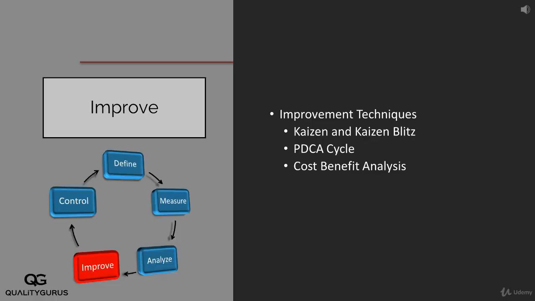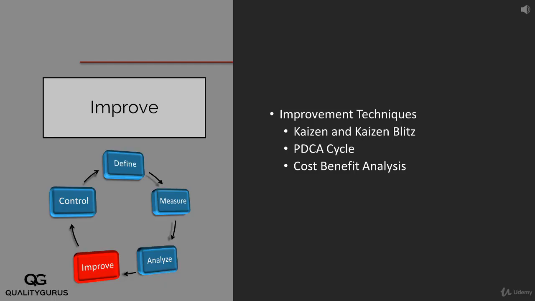So we need to do something about that process, and based on the analysis which we have done, we will take a number of steps. In this yellow belt course, we will be briefly talking about these improvement techniques. One is Kaizen and Kaizen Blitz. Second, the general concept of the PDCA cycle, plan, do, check, act. We will talk about that, and we will talk about cost benefit analysis.